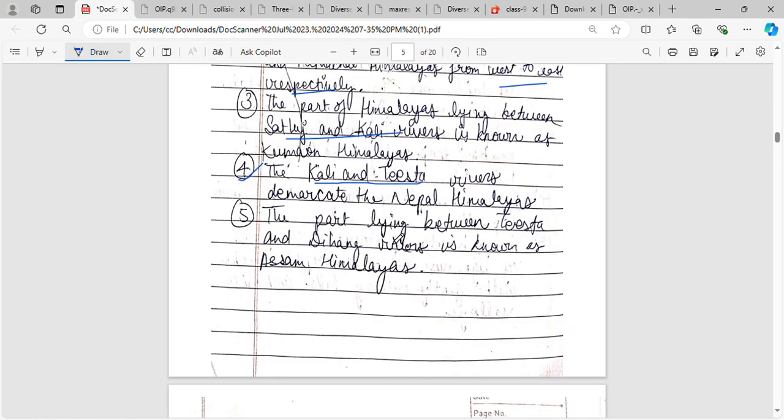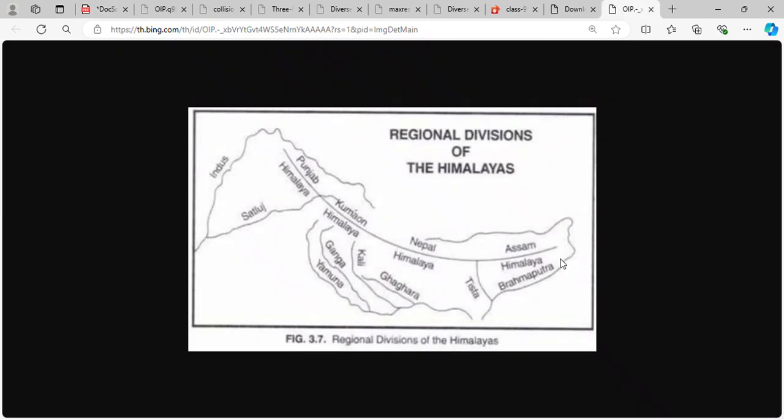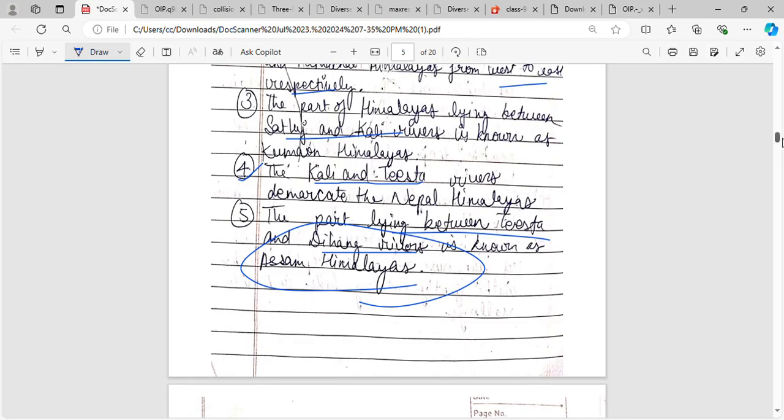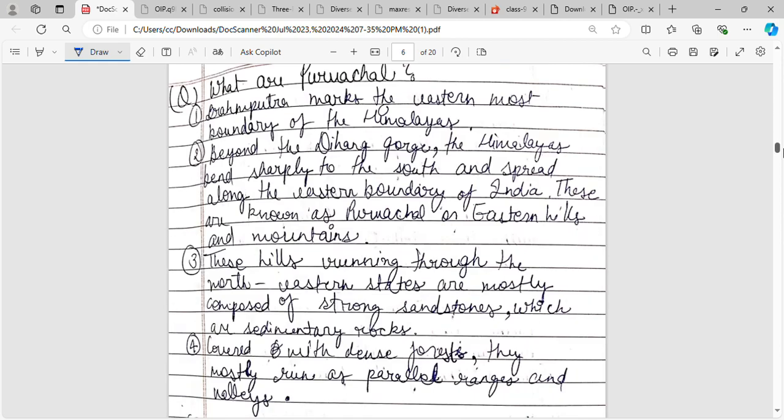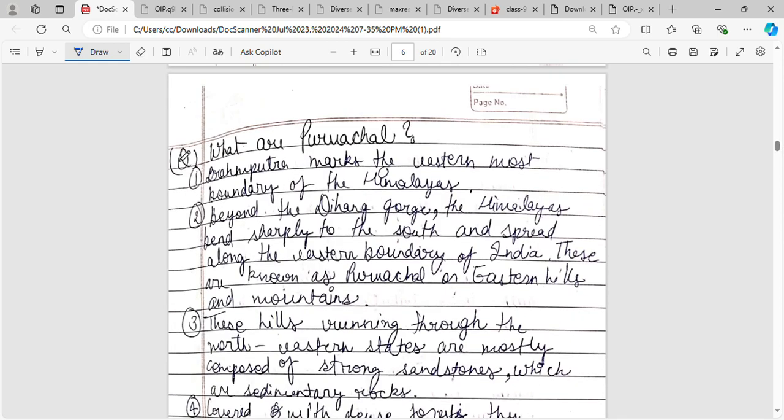Then the part lying between the Teesta and Dihang rivers is known as Assam Himalayas. See here, this is the Teesta river and here is the Dihang river. It's not marked in this map, but from here only there is the Dihang river, and in between them we can find the Assam Himalayas.